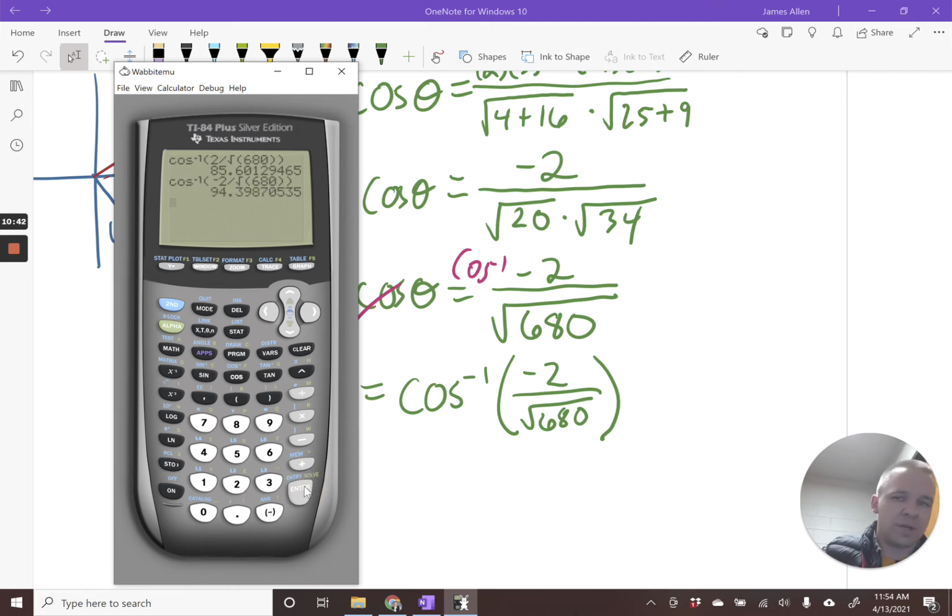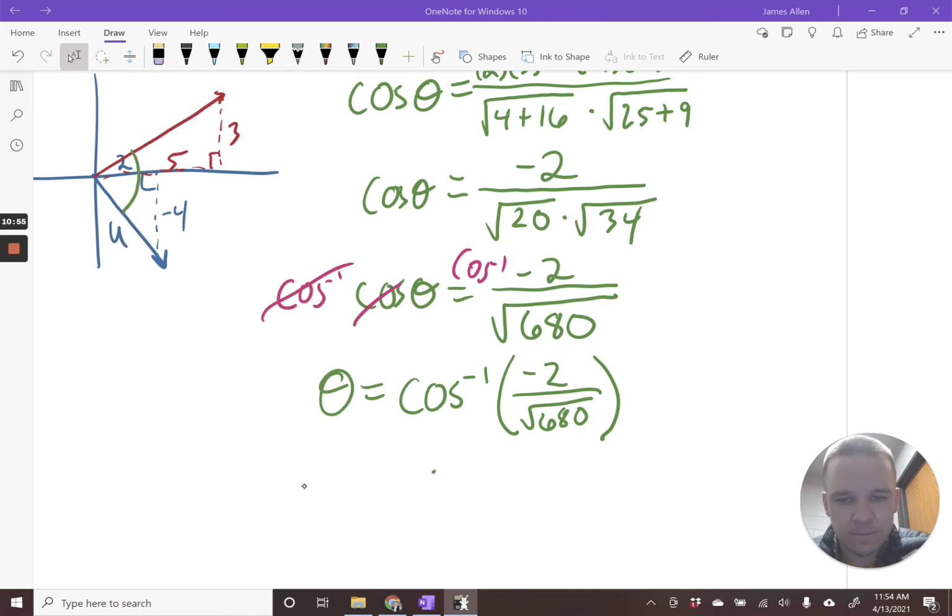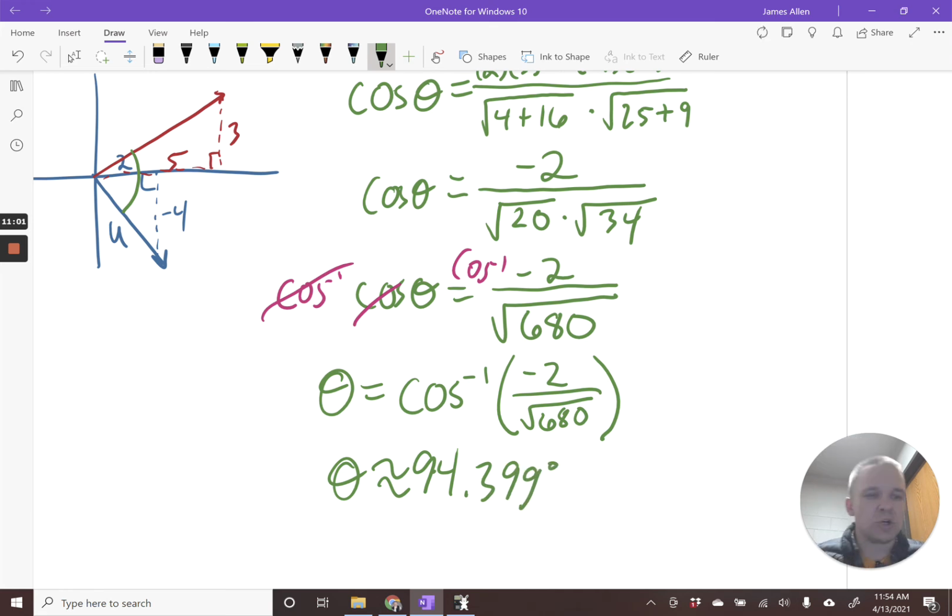I could have figured it out from there, 180 minus 85.6-ish, because I got my reference angle. But if you plug it in like that, boom, I get my correct answer there, 94.399 degrees. I love it. Fantastic.